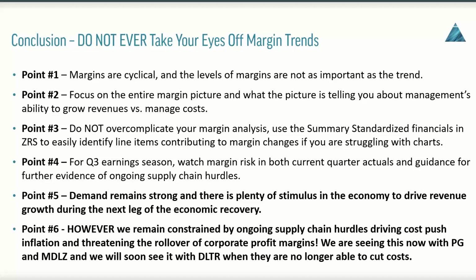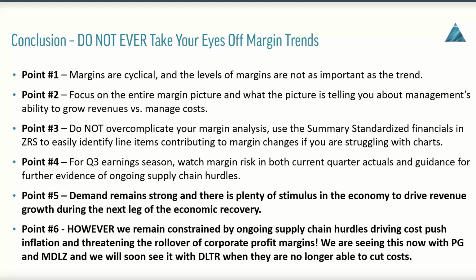So point number 5, keep your eyes on the revenue growth. We want to make sure it's there. That is what's going to power us through to the next leg of the economic recovery. Point number 6 is we remain constrained by these ongoing supply chain hurdles. These are a real problem. They are pushing cost-driven inflation. I should say cost-push inflation, and they are threatening the rollover of corporate profit margins.